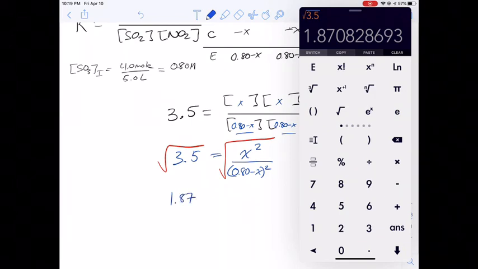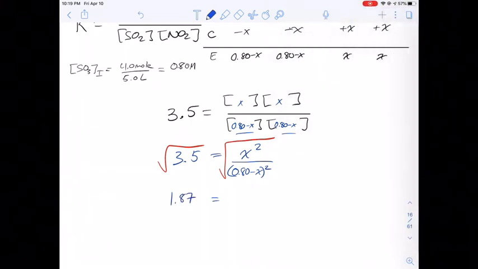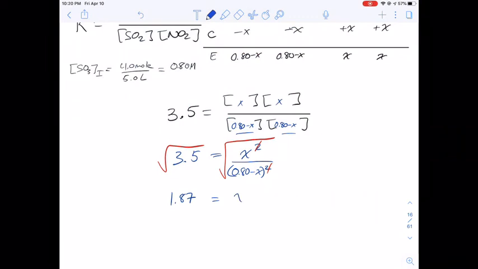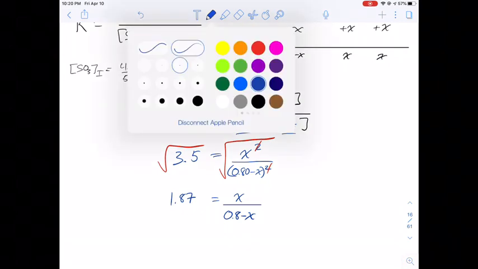1.87. And then the square root on the other side is only going to cancel out these squares. And so the result is now a lot simpler. We have an x over 0.8 minus x. And we can now do some cross multiplication type action to bring things over.